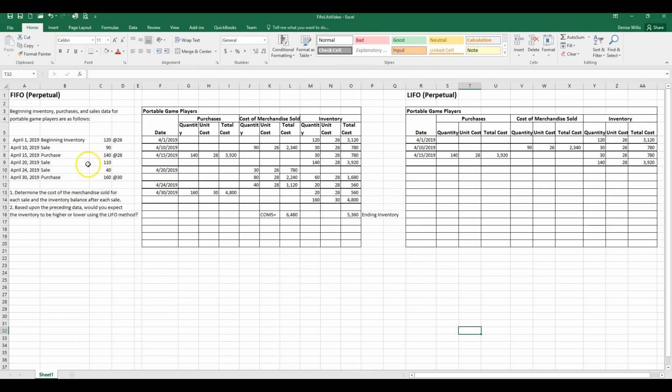Okay, now we're going to move on to 4/20. On 4/20, it says we're going to sell 110 items. When we were doing FIFO, first in, first out, we had to choose from this first layer right here, because it's first in, first out. Now we're on Lifo, so we have to come down here to this second layer. These are the last ones we bought. They have to be the first to go out. So all 110 of these for Lifo are going to cost $28 a piece.